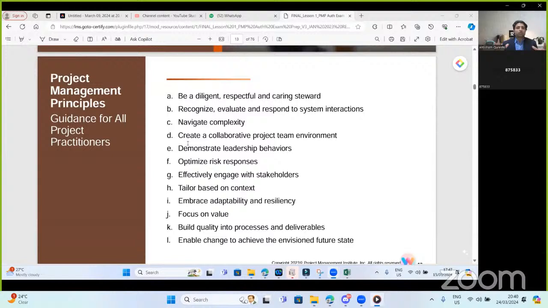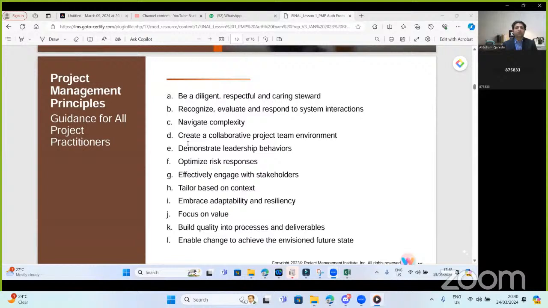However, when we came to the PM Book 7th edition, it brought a principle and performance domain-based approach. This is a significant shift, because this is where we are going towards being more responsible and touching the human aspects of project management rather than following rigid processes. So let's begin with the 12 principles that are brought to us from the PM Book Guide 7th edition.